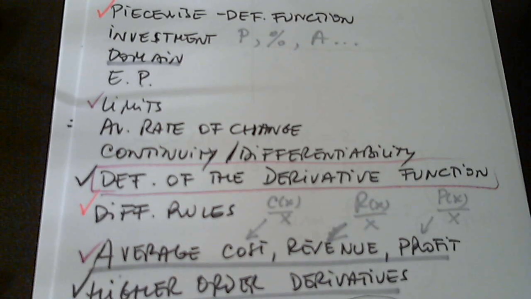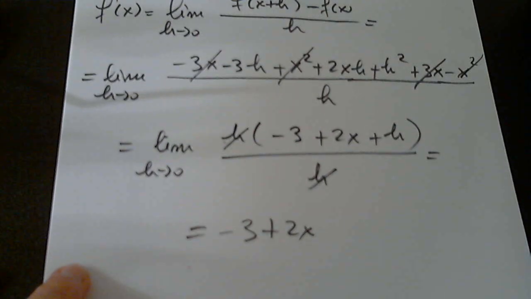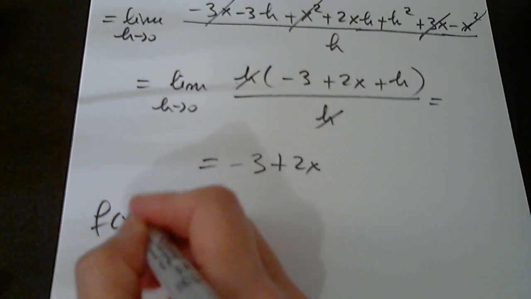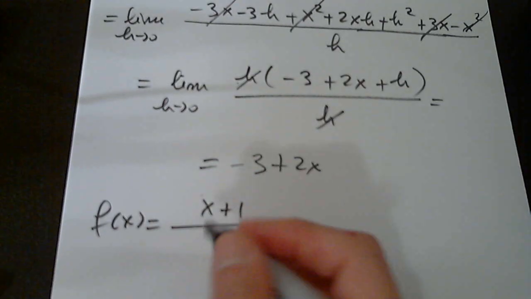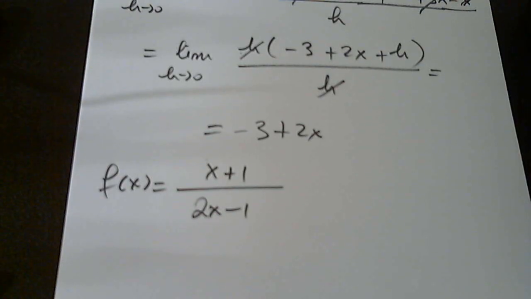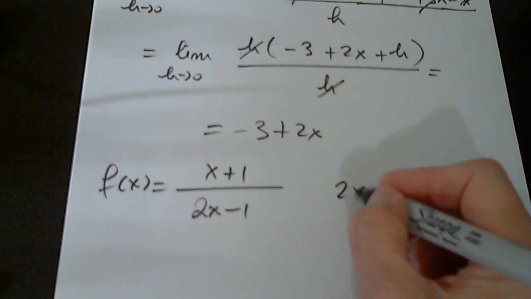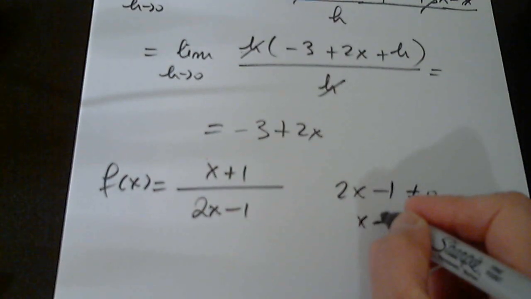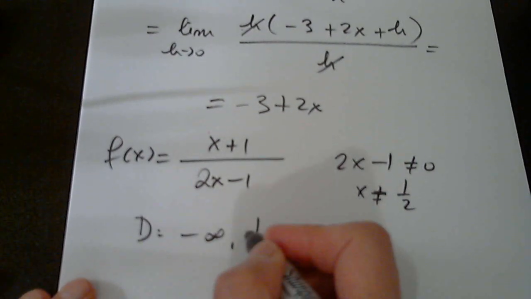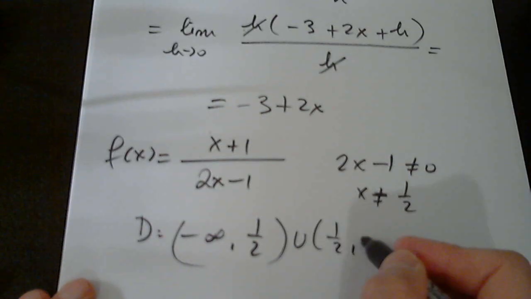Can we go over the domain? Yes, of course. So one typical situation would be, let's say f of x equals x plus 1 divided by 2x minus 1. What will you say about the domain of this function? What do I have to write? 2x minus 1 can't equal 0. Excellent. So x cannot equal 1/2. And then you will write the domain, negative infinity to 1/2, union 1/2 to infinity.